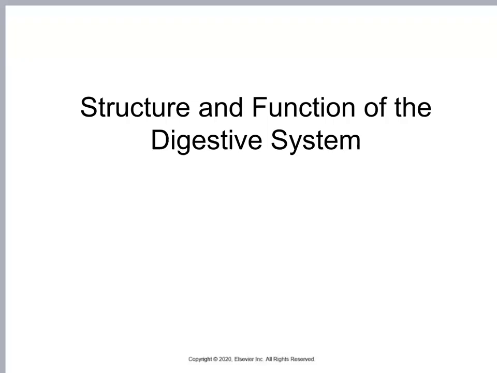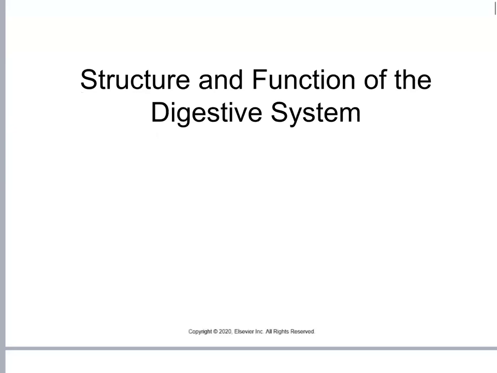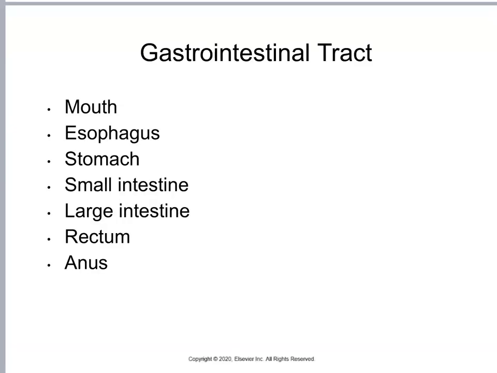Welcome to Structure and Function of the Digestive System. Let's start with an overview of the GI tract. So we have, starting at the top, the mouth, the esophagus, the stomach, the small intestine, the large intestine, the rectum, and the anus. And we'll also be discussing some accessory organs of digestion a little later in the lecture. So just a broad overview of each one.